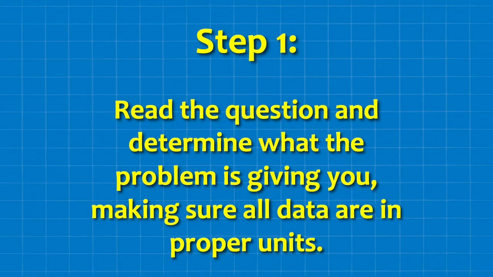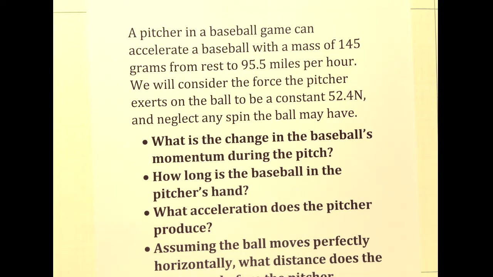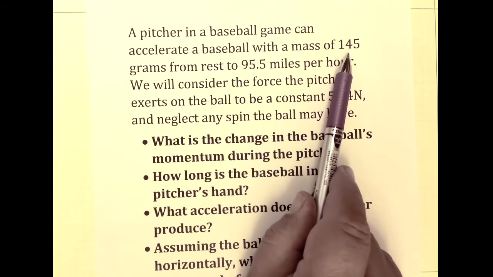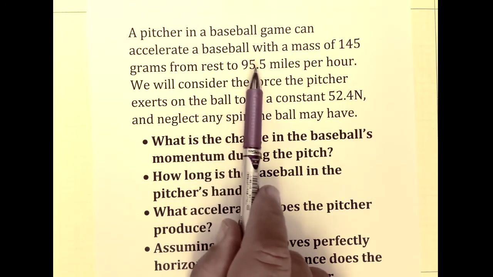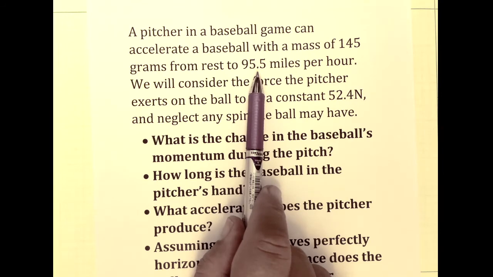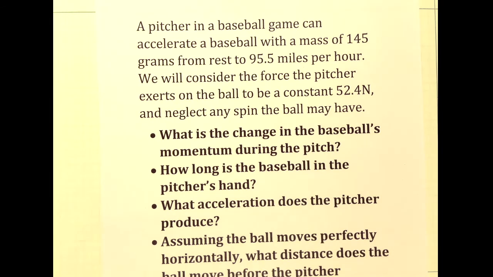Well, the first step in the problem-solving process is always to read the problem carefully and figure out what the problem is trying to tell you. Then write that data down, making sure that it's all in the appropriate units. So we look here at the problem, and we can see that we're given 4 pieces of data. First, we are told the mass of the baseball. We're told that it starts from rest and ends at 95.5 miles per hour, and that the force is a constant 52.4 newtons. And so we can go now to write that out.